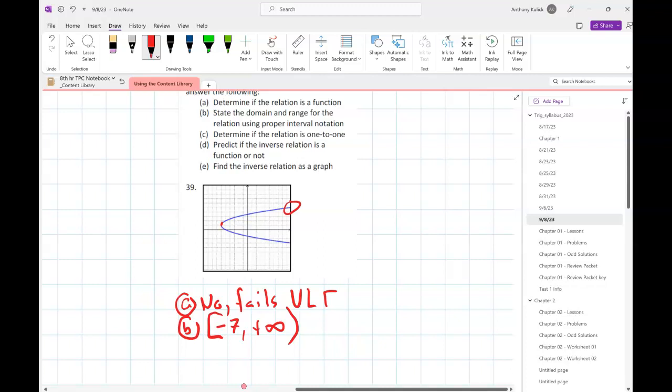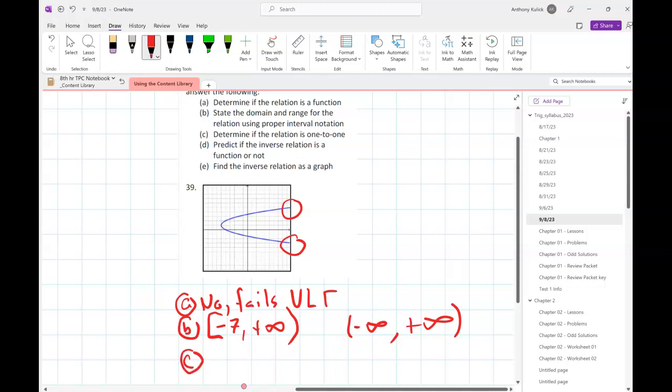And I'll do the same thing for the range, except I'm going to start at the lowest point, which is here, the arrow pointing down. And then if I follow it along to the highest point, that's there, the arrow pointing up. So that's my range. So far, so good?